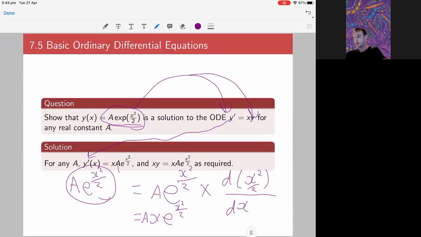On the other hand, the right-hand side simply asks you to multiply that function by x. So a times e to the x squared on 2 times x, that's exactly that. So both the left-hand side and the right-hand side are the same. So we've got a solution to our differential equation.